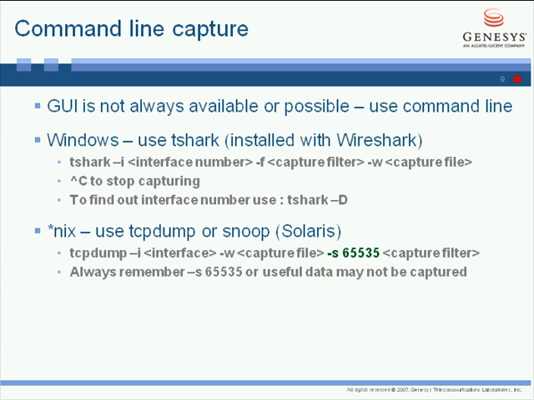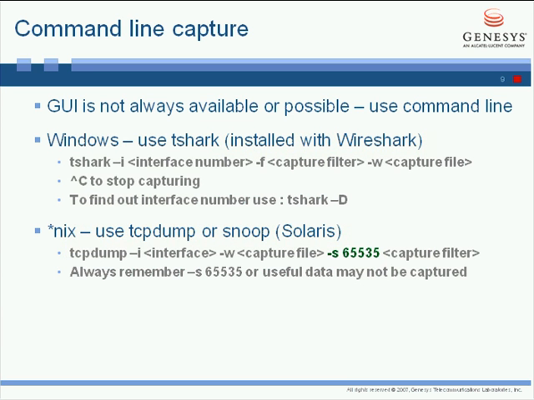So the next thing is, especially when some servers are remote or on many Unix machines, you will not have a GUI. In that case, you will have to use some command line tools. On Windows, Wireshark comes with a command line application called tshark, which can be used to capture the packets, and the capture can later be moved to your local PC running Wireshark.